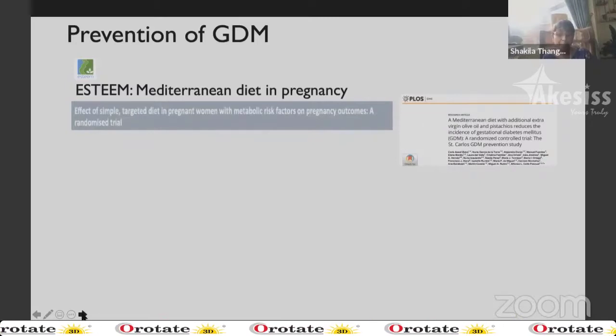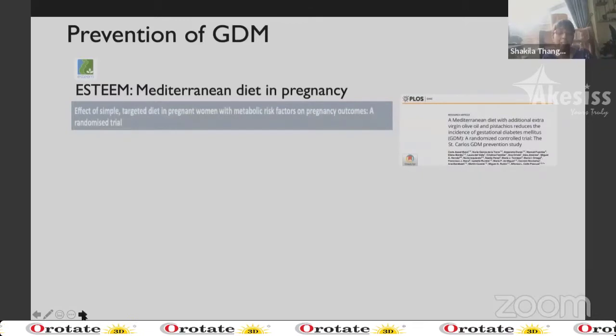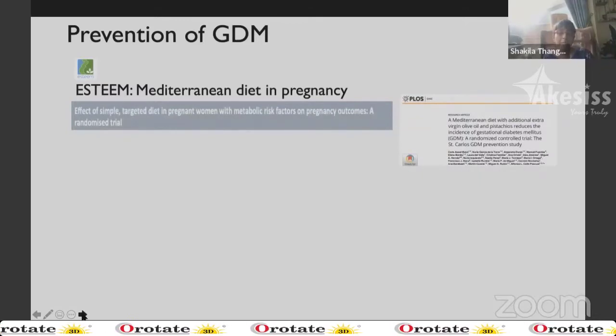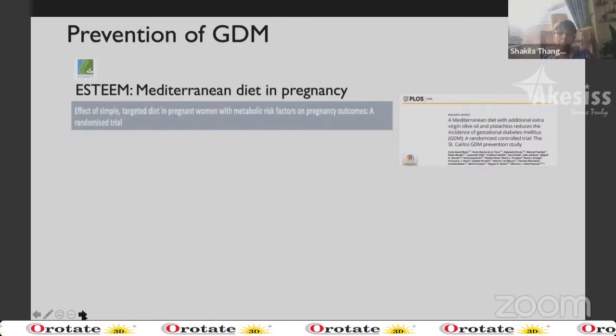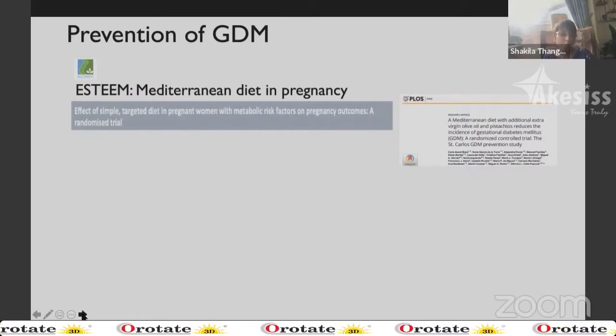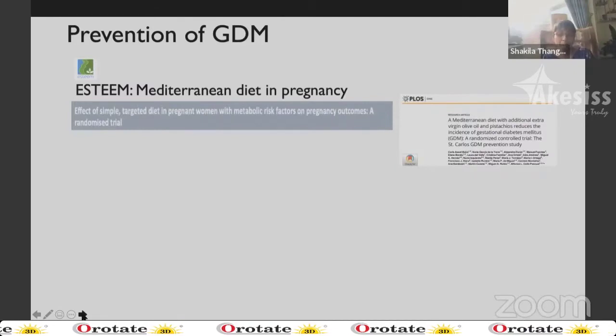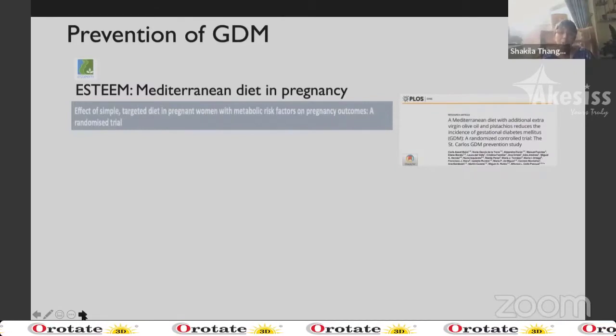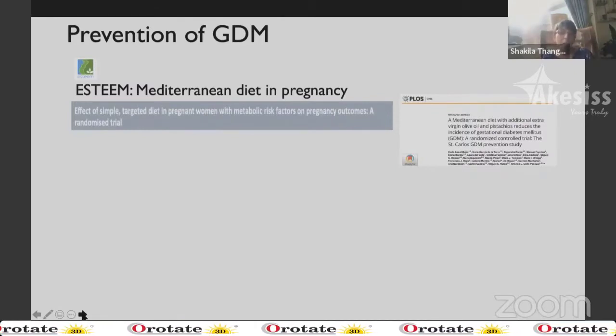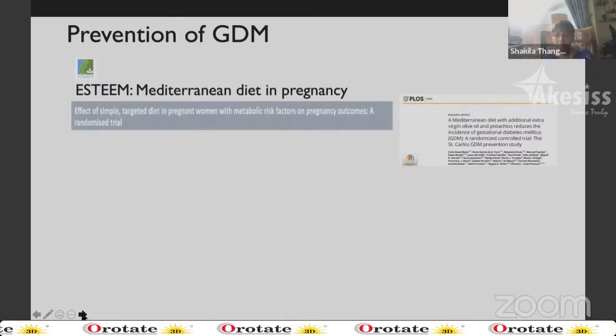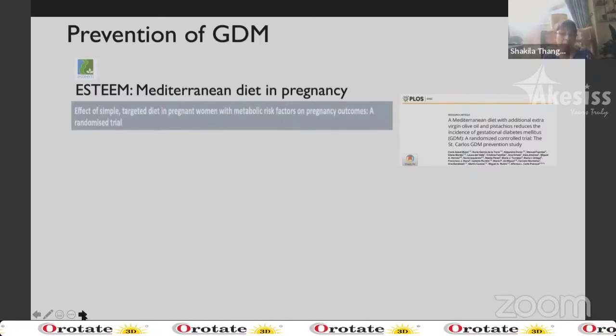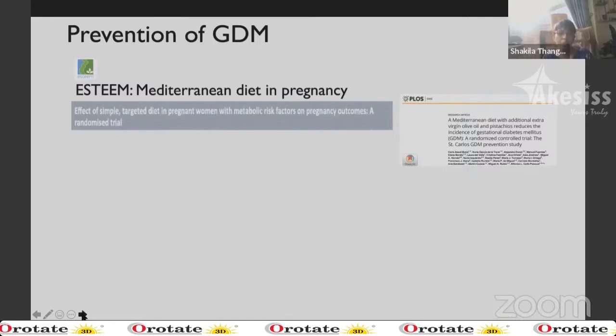So we gave them olive oil, and we also advised them to take nuts in pregnancy. In fact, we gave them nuts in pregnancy, a handful of nuts every day. And we also asked them to do the swap. So if they're using ghee, we said, okay, why don't you use extra virgin olive oil instead? Reduce the amount of red meat, take a lot of fish, avoid sugary drinks. So it was a simple food substitution.